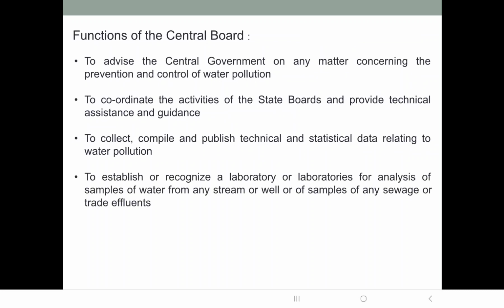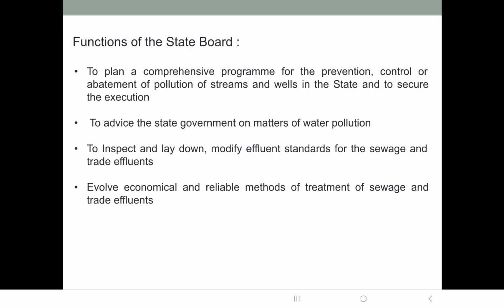Then the functions of the central board, again they are the same: they will advise the central government, they will coordinate the activities of various state boards, they will publish the statistical data, they will establish laboratories, because if they want to establish any fact, or say that the water contains pollutants, they will first have to do some analysis of a water sample. For that they have to establish laboratories.